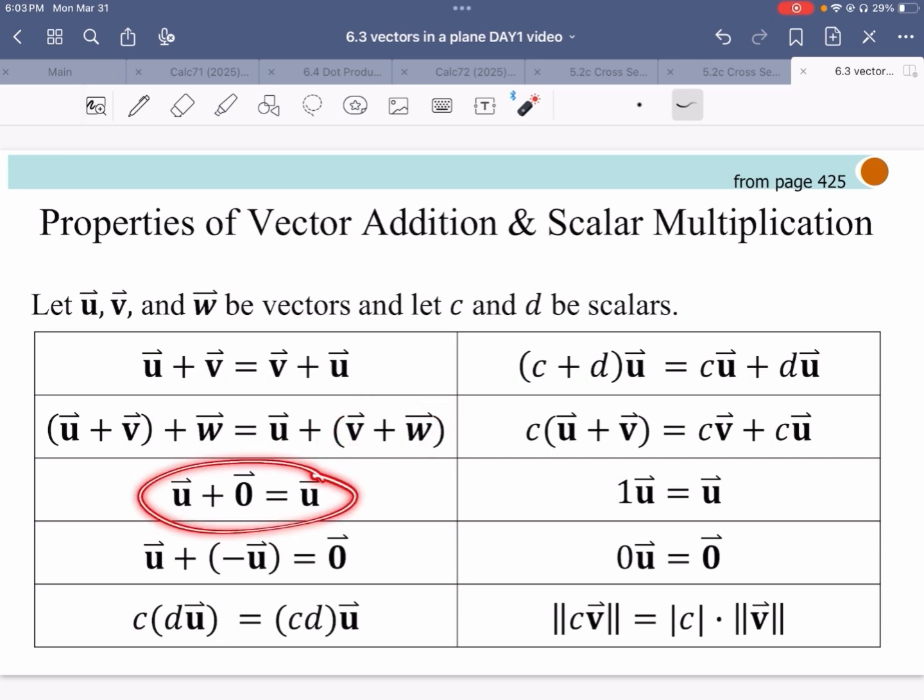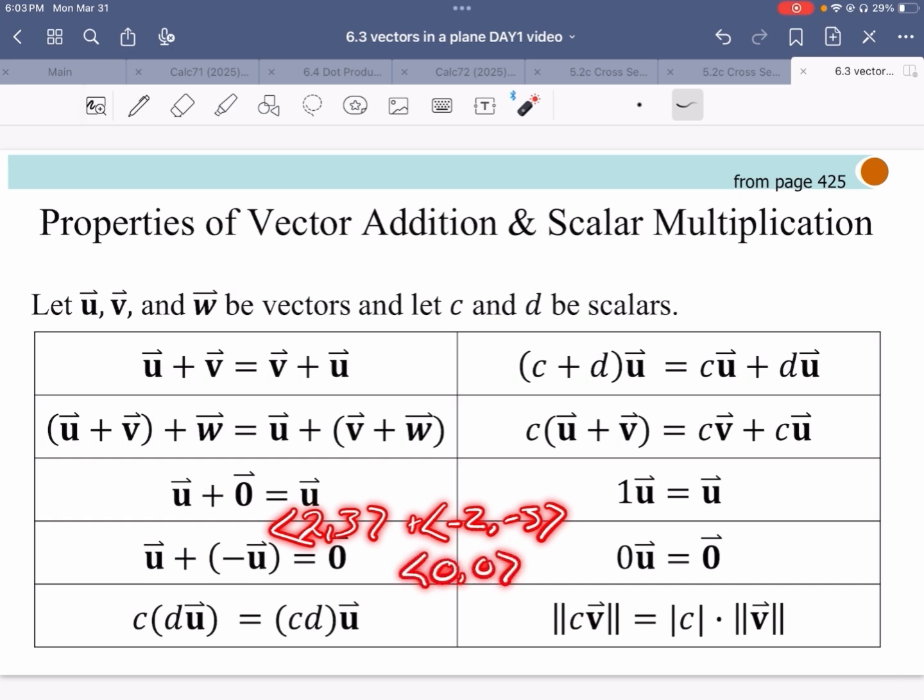You can have a zero vector, which, as you can probably imagine, is going to be a vector whose components are just 0. So basically 0, 0. So if you took some vector u and you added the 0 vector, you're just going to get vector u again. So this is all so far just like the real numbers. If you had vector u and you added the opposite of vector u, then you would get the 0 vector. So 2, 3 plus -2, -3 is going to give you 0, 0 as the 0 vector.